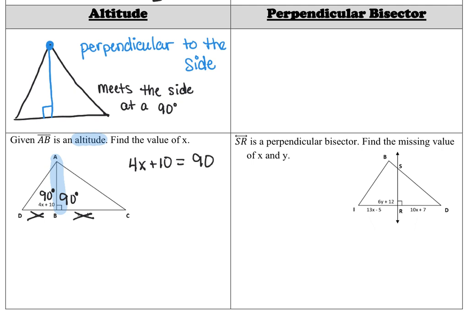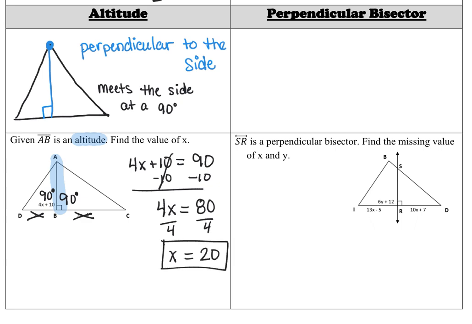From here, we'll go ahead and solve. Subtract 10 on both sides. Brings down the 4x, and we have 80 on the right-hand side. Divide by 4. We are looking at an x value of 20. Nice job with the altitude.